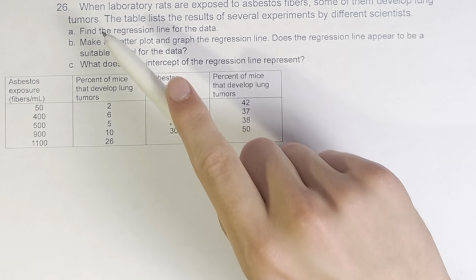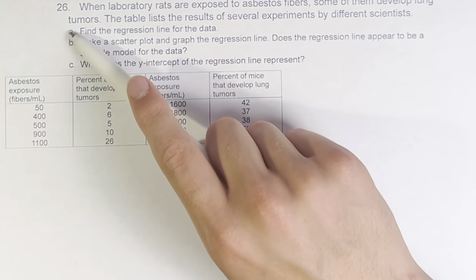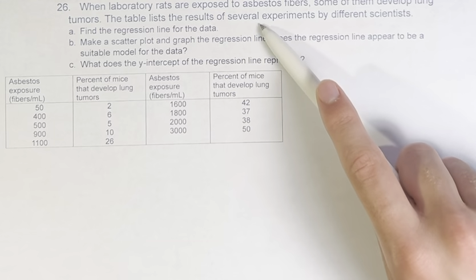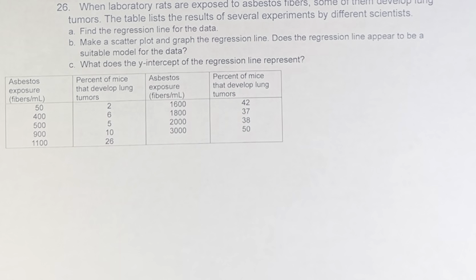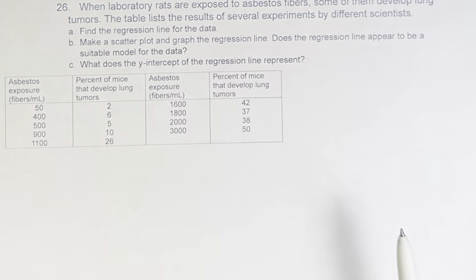In this problem, we're told that when laboratory rats are exposed to asbestos fibers, some of them develop lung tumors. The table lists the results of cellular experiments by different scientists. So first, in part A, we're asked to find the regression line for the data.